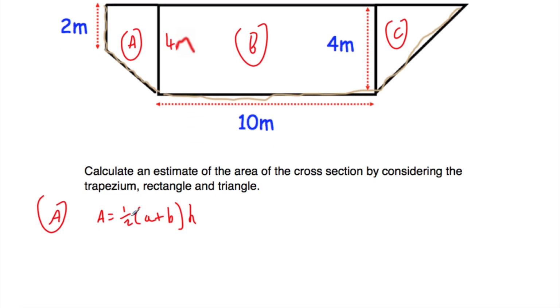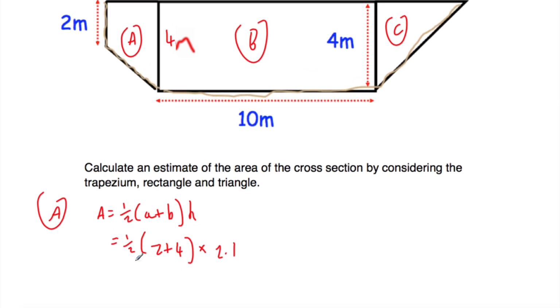So let's work this out. That's equal to a half, A plus B, that's going to be 2 plus 4, and then multiplied by the distance between them, which is 2.1. Let's just check I've written that down right. Yeah, 2.1. And now it's a calculator question, so we can just type this in on our calculator. A half, and then in brackets 2 plus 4, and then close brackets multiplied by 2.1. And when we do that, we get an answer of 6.3. So 6.3 meters squared. That's this area here, 6.3 meters squared.